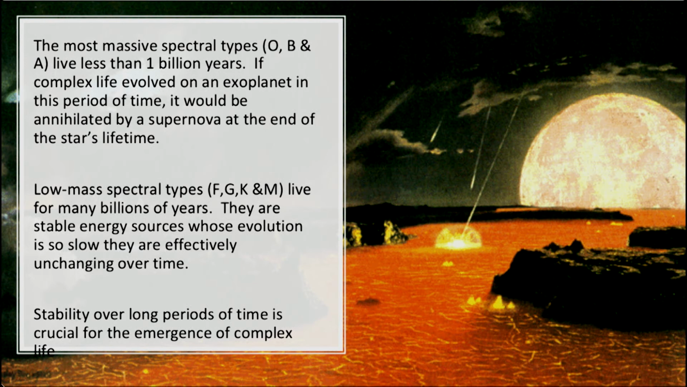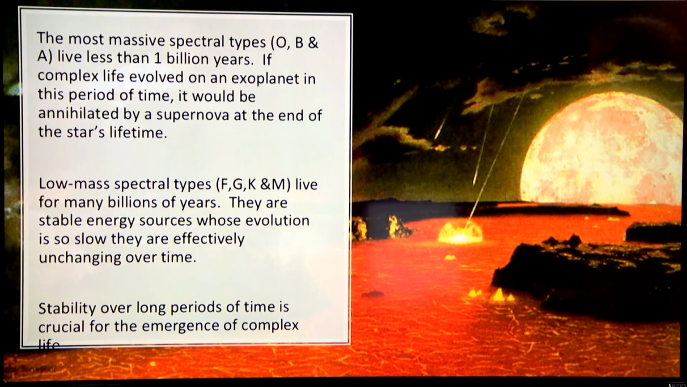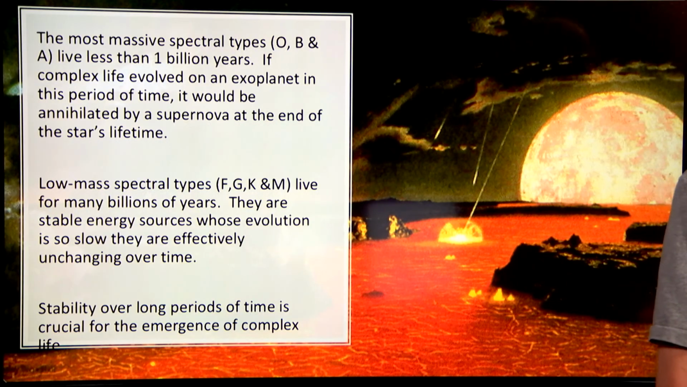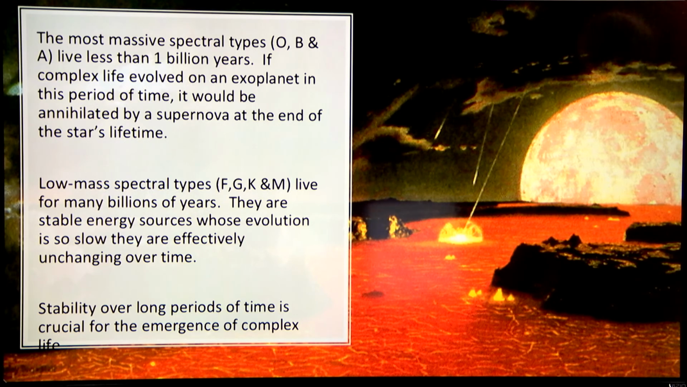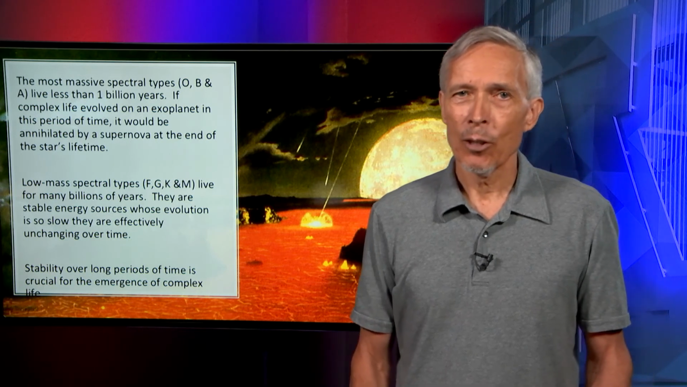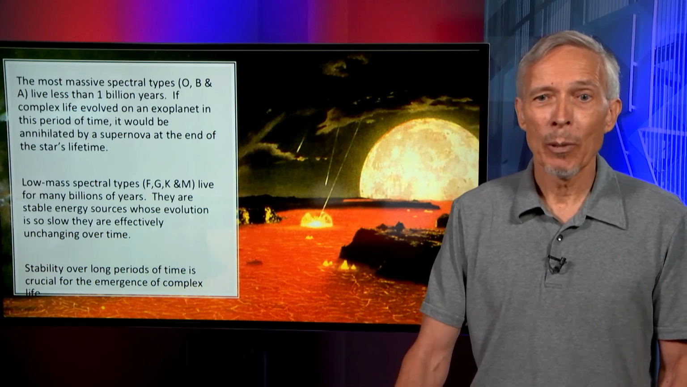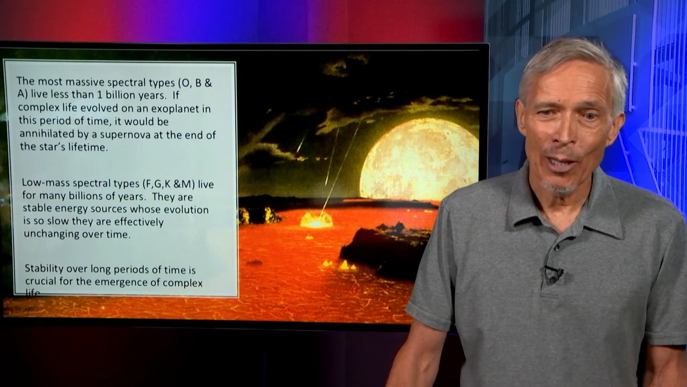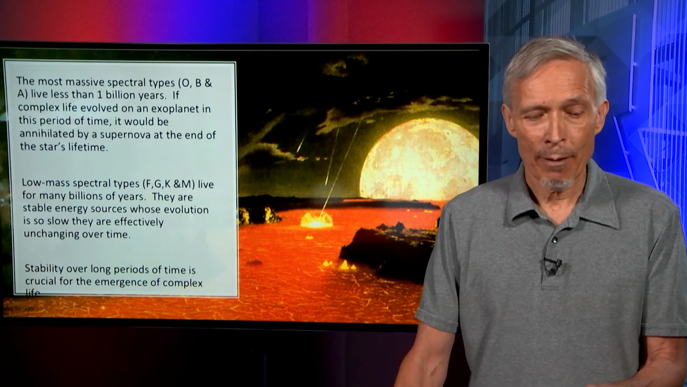At the other end of the range, the low-mass spectral types have very long lifetimes and stable energy sources, and so they represent good and interesting real estate for biology in the universe. We think, although we don't know, that long-term stability, by which I mean stability over hundreds of millions or even billions of years, is necessary for the emergence of complex life.